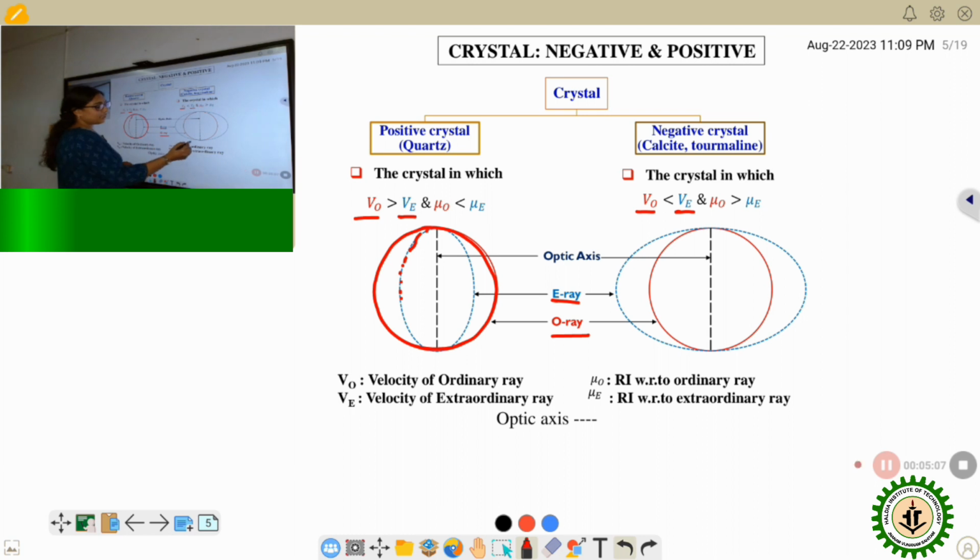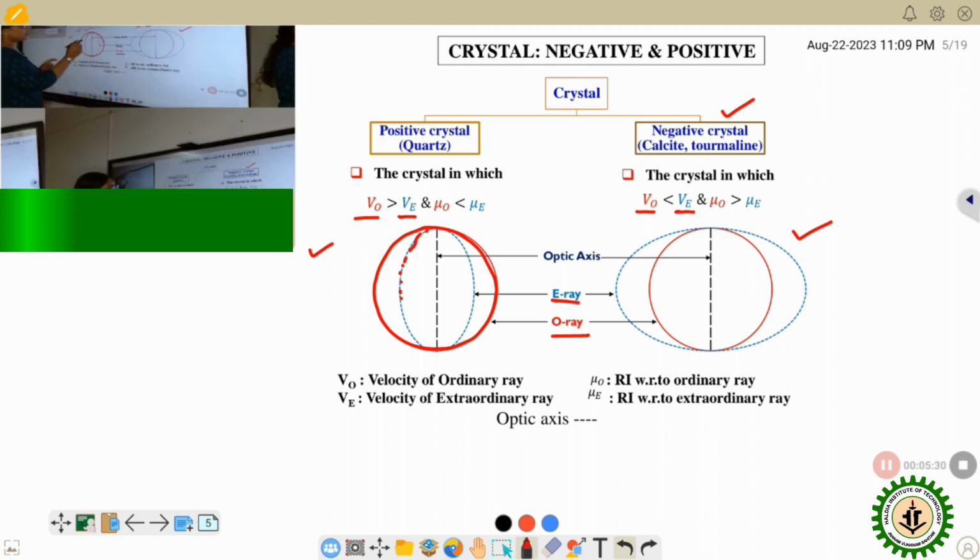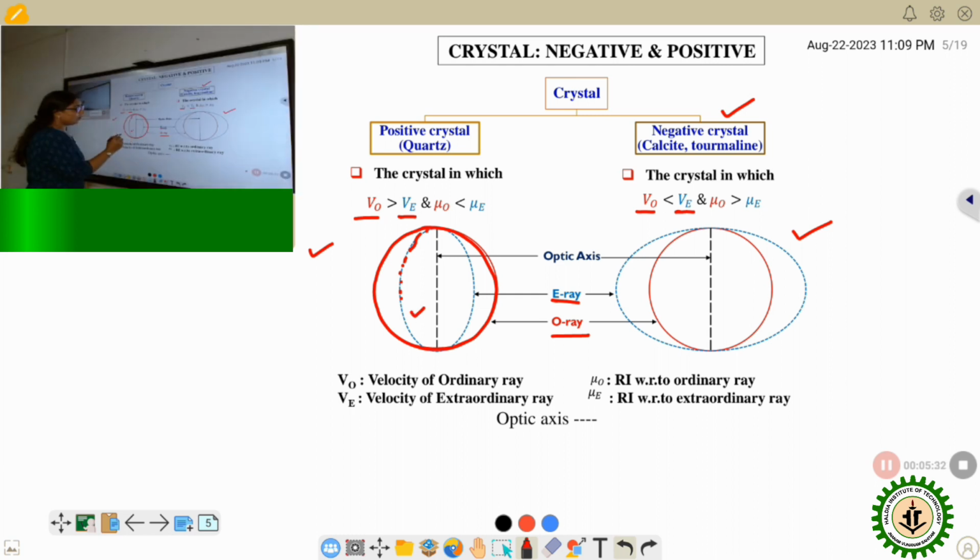And as you can see from the picture that the sphere is inside the ellipse in this case, which means that the velocity of O ray will always be less than the velocity of E ray in negative crystal. And in this picture, the ellipse is inside the circle, which means that the velocity of E ray is always less than the velocity of O ray for the positive crystal.